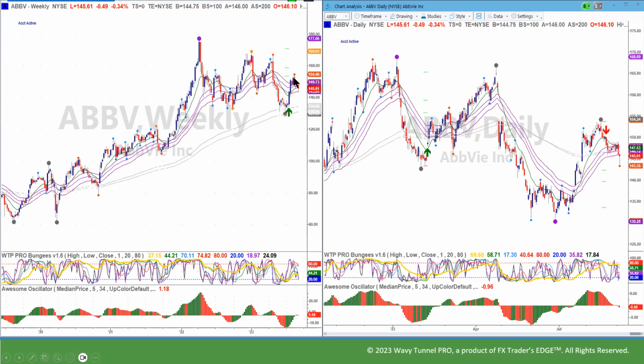I didn't personally take this trade. Unfortunately, I didn't, truth be told. It's not because it wasn't a good setup. It was a very good setup. I just didn't see it.